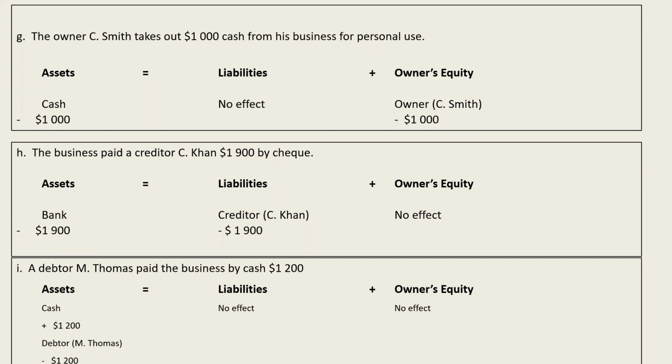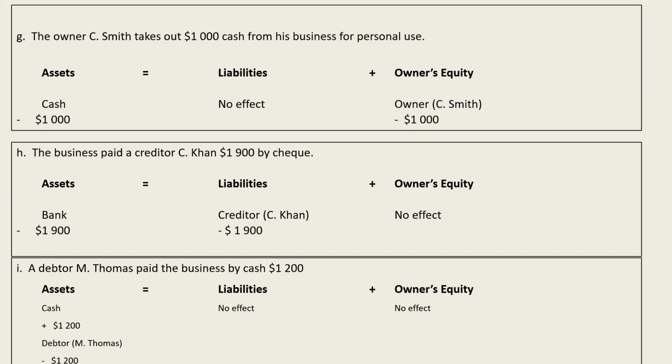H. The business paid a creditor, C-Can, $1,900 by check. Every time you see the word check, think of bank. So we're going to show where assets, which is a current asset, bank is a current asset. We are going to show where the business paid from the bank account to C-Can $1,900 by check. So that reduces the business bank account because they paid C-Can by check. So you will have a minus in front of that bank.